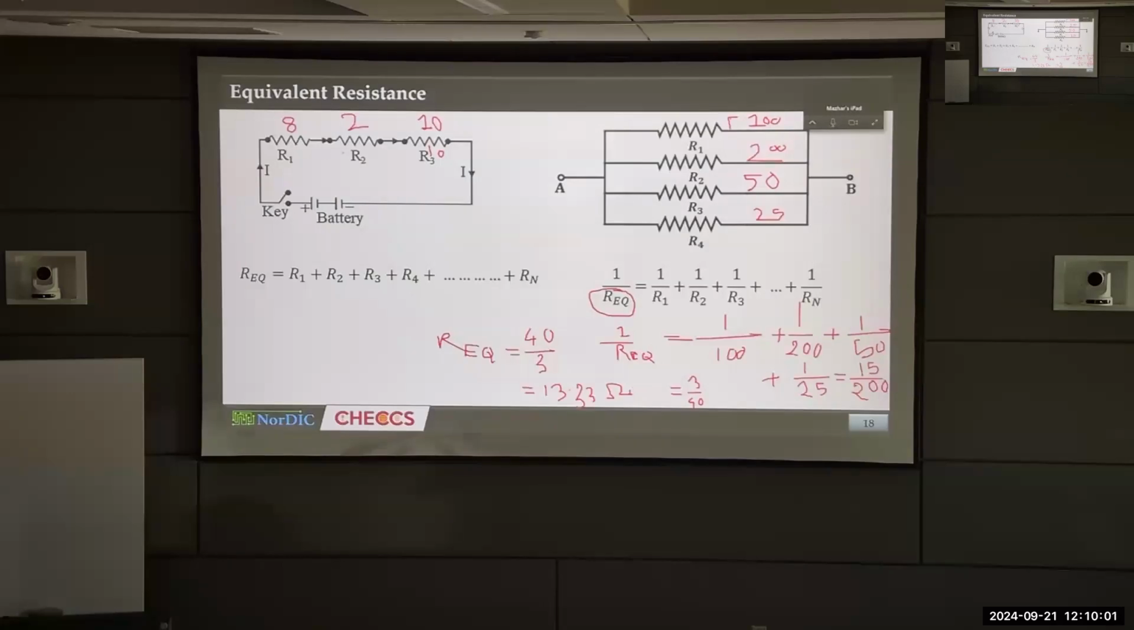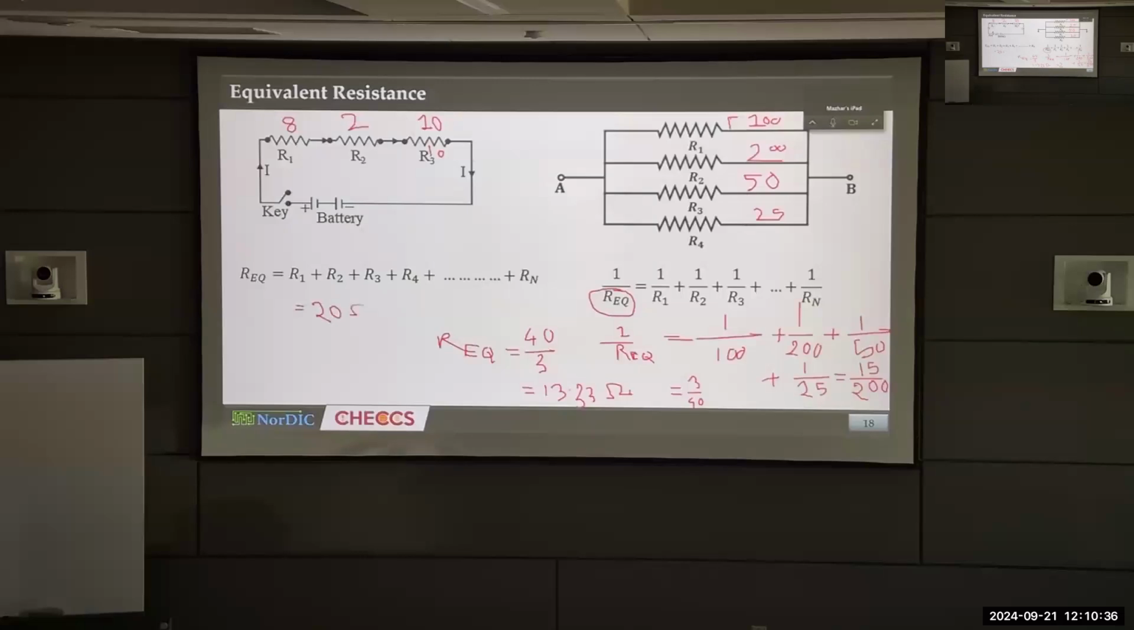We don't add values, we add the reciprocal of them. Yes. So 1 by Req is basically the reciprocal summation. At first inverse them, then sum them, then inverse them again. Keep in mind. What is the result of the leftmost circuit here? It's basically very simple. 8 plus 2 plus 10, which is how much? 20. So the result is 20 ohms.